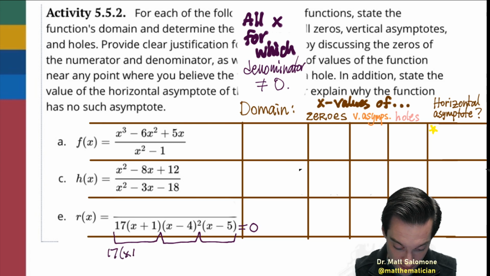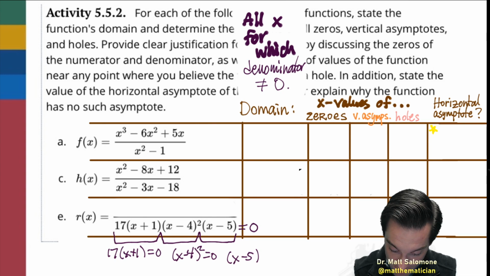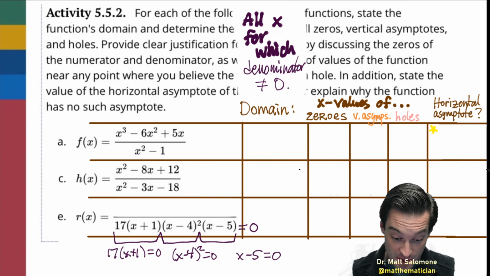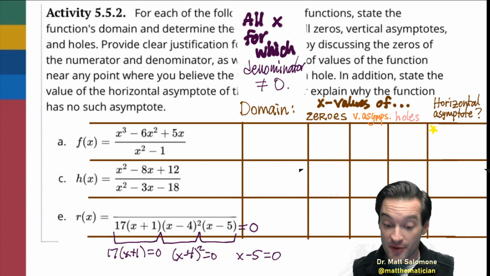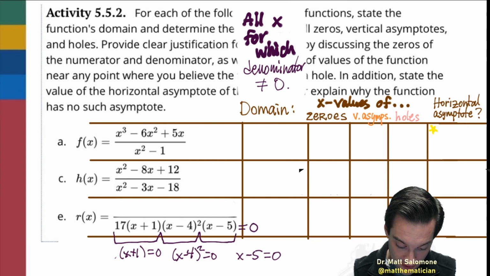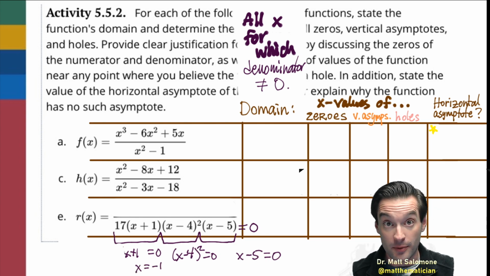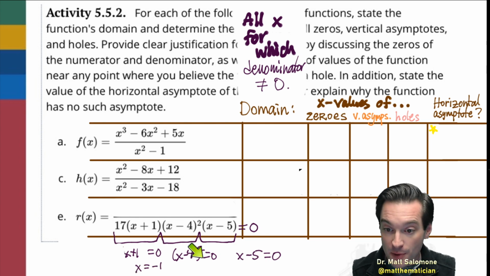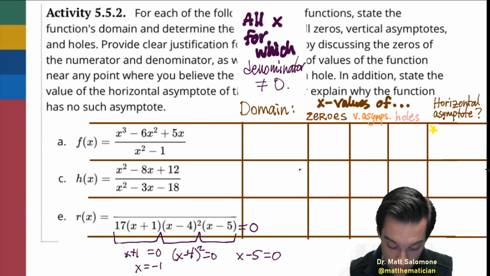17 times x plus 1, set that equal to 0. X minus 4 squared, set that equal to 0. And then x minus 5, set that equal to 0. And then we just have to solve each one of those equations individually. Divide both sides of this equation by 17. That's just going to give me x plus 1 equals 0. And then subtract 1 from both sides. X equals negative 1. Take the square root on both sides of this equation, and x minus 4 is going to equal plus or minus 0.